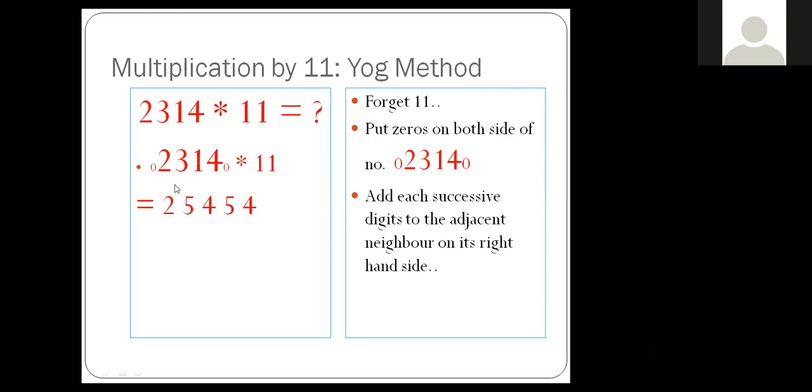So I hope this is clear. 2314 multiplied by 11, and we are just adding each number with the next digit, and whatever answer is coming. Does this formula work when you have to multiply by 101 or like that?